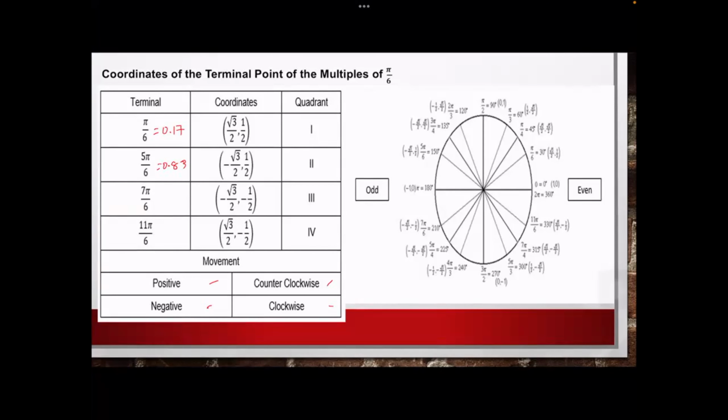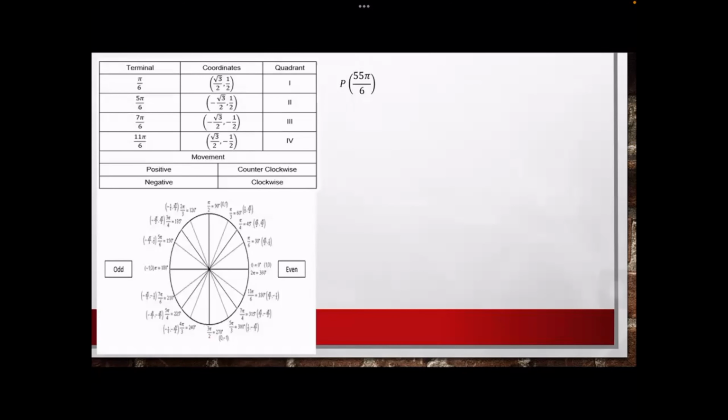Okay. Let's have the example. Example 1. Pablo, 55 pi over 6. Sa'yo to. Number 2. Claridad, 101 pi over 6. Uy, wala sa Claridad. Ito na nga lang. Bilyeka, sa'yo to. 101 pi over 6. Na-disconnect kasi si ano. Next, Johan, negative 131 pi over 6. And, syempre, mag-uulit tayo.